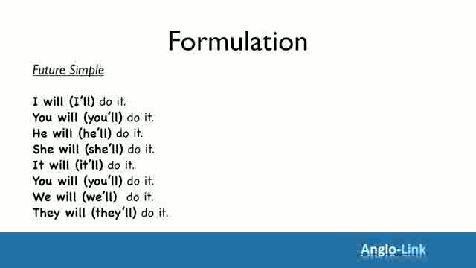Let's look at the formulation of the going to future. For going to future, you simply conjugate the verb to be, then add going to, and then the infinitive. Let's have a look.